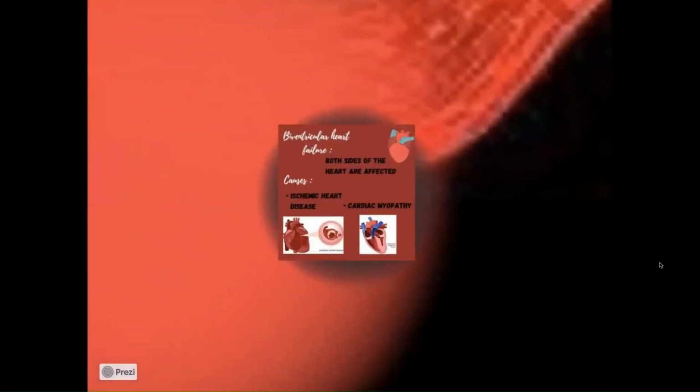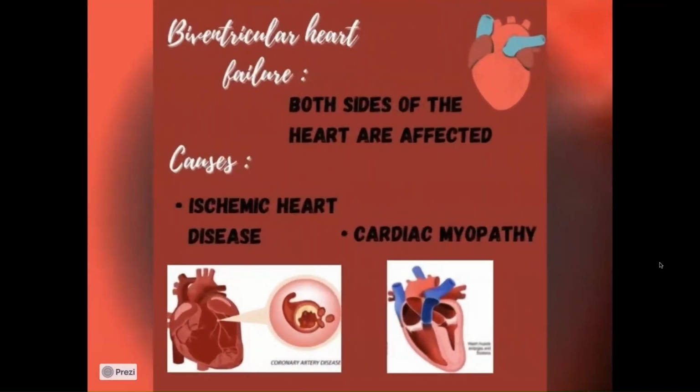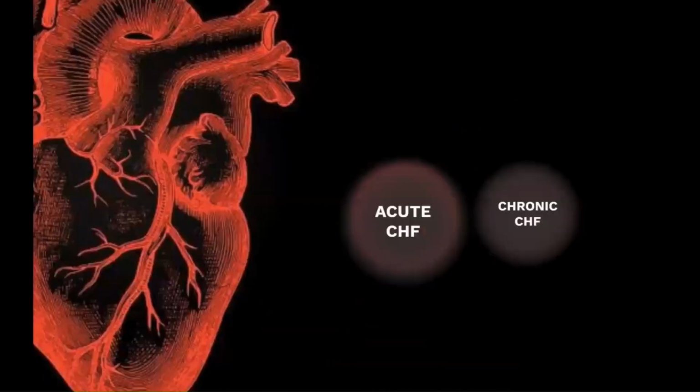Biventricular heart failure is where both sides of the heart are affected. The common causes are ischemic heart disease and cardiac myopathy. Now we are going to see the pharmacotherapy of heart failure. The treatment is based on two types: acute congestive heart failure and chronic congestive heart failure.